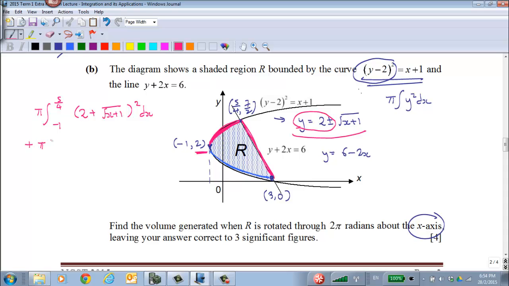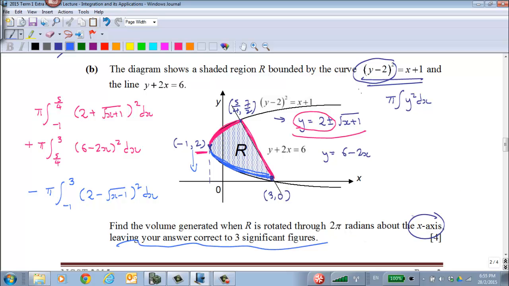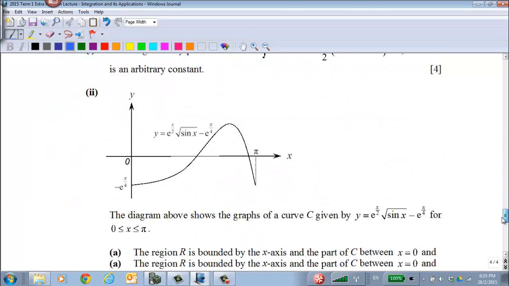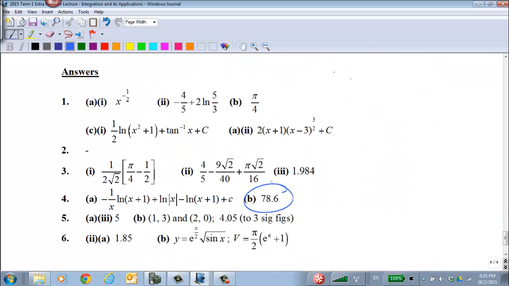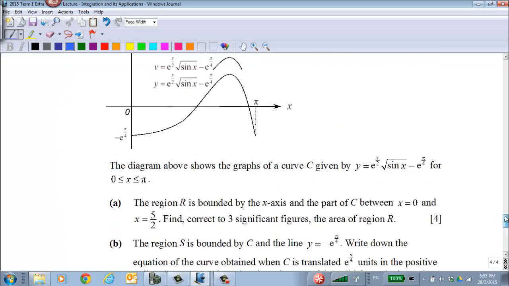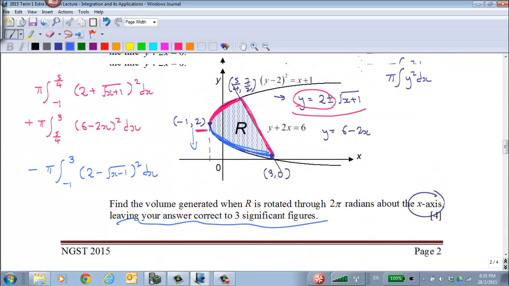Then you will have plus the integral from 5 over 4 to 3, the one with the line. Then you will subtract the extra, which is from minus 1 to 3. This one here, do you realize that it's also this curve, but the y value here is now below 2, and hence this part is the expression that will take the minus square root. Once it is done, take note, the question says leave your answer correct to 3 significant figures. You will just use your GC, and when you use your GC, this particular answer will come up on your GC itself. And with that, the question will be done.